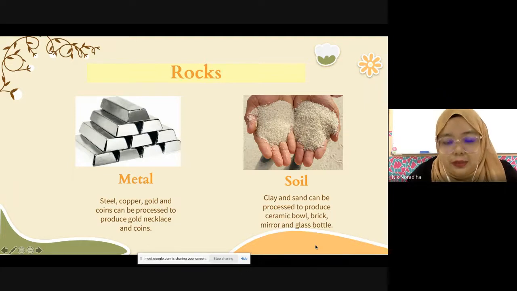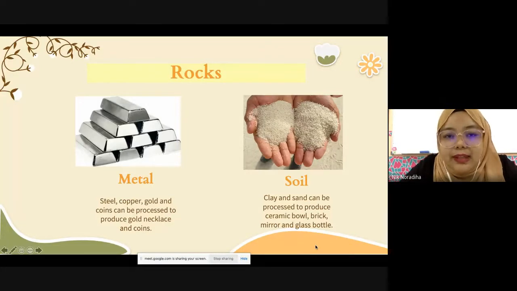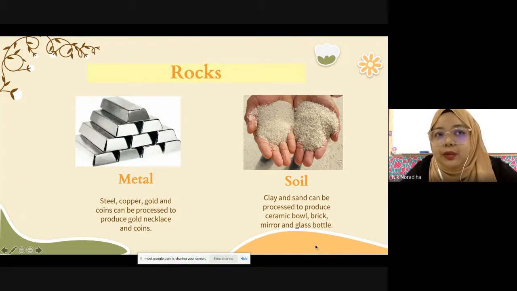around us today. Okay, so rock is divided into two. The first one is the metal and the second one is the soil. So just now Safiya mentioned stone. Stone is in the group of soil, right? So clay and also sand, these two will be processed to produce ceramic bowls and also bricks that people use to build houses and also buildings.